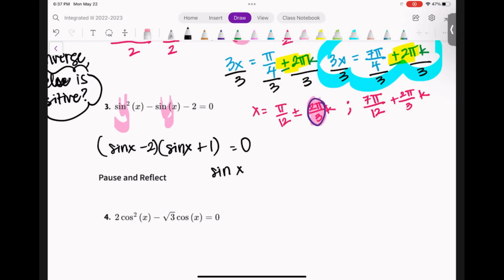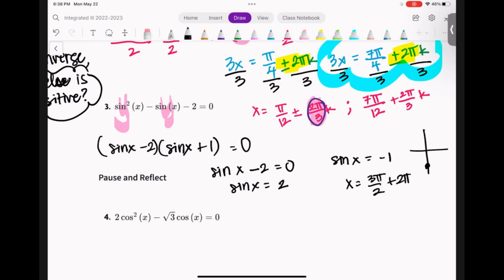And this is where it gets a little crazy. So sine x minus 2 equals 0, and sine x plus 1 equals 0. I'm trying to scoot over because I ran out of room. So sine x equals 2 and sine x equals -1. Some of you recognize that sine x equals -1 is down here. That's telling you on the unit circle, it's this angle here. So that's just x equals 3 pi over 2, and then I'm going to add my 2 pi k. So there's one of my answers.